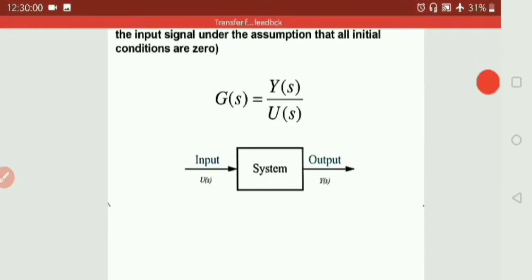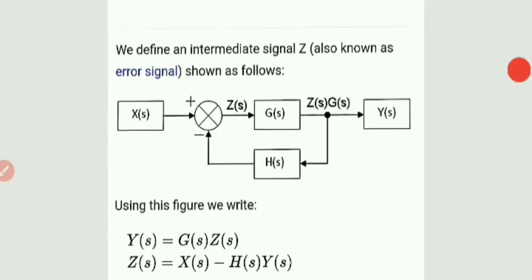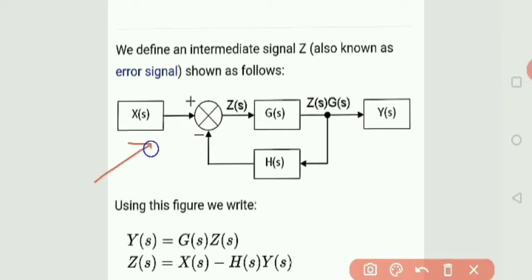For example, I am having a control system like this. Here x(t) is the input signal and X(s) is the Laplace transform of the input, and Y(s) is the output of the signal. The output signal in the time domain is y(t).